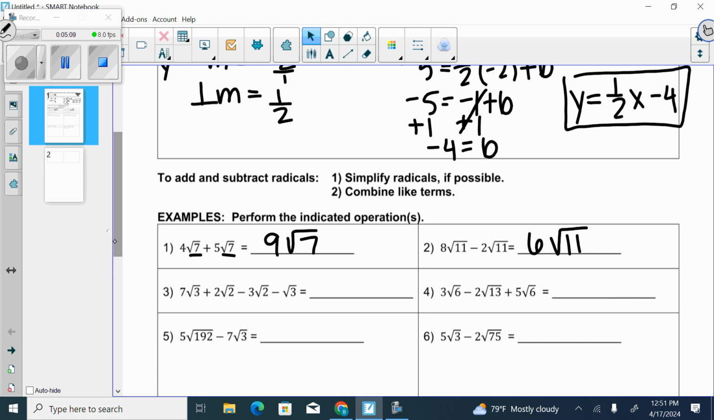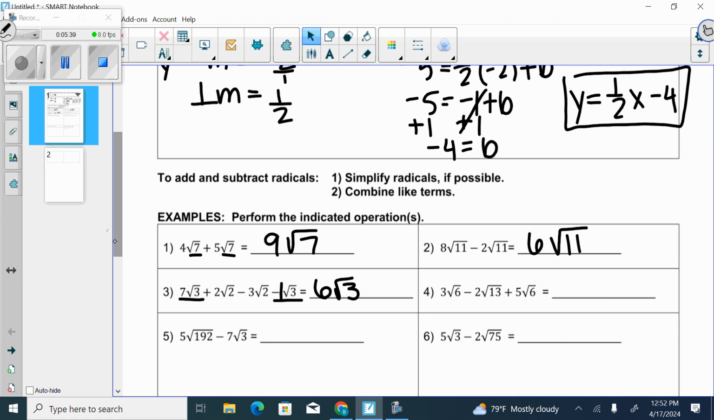Number 3, I got 7 square root of 3 plus 2 square root of 2 minus 3 square root of 2 minus square root of 3. Remember, I can only combine them if they're like terms. So with 7 square root of 3, is that minus square root of 3? Yes. Those are like terms. What's the secret number in front of this? 1. Right. 7 minus 1 would give me 6 square root of 3.